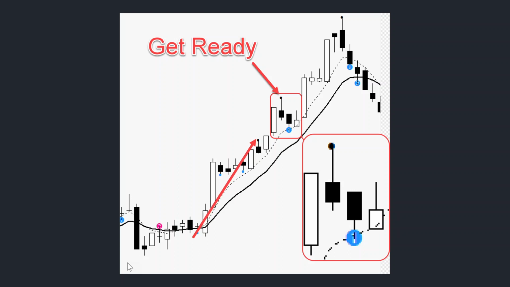And then after that, you can't call this a pullback candle. It is half a pullback because the high is still higher than the previous high, but the low is not lower than the previous.